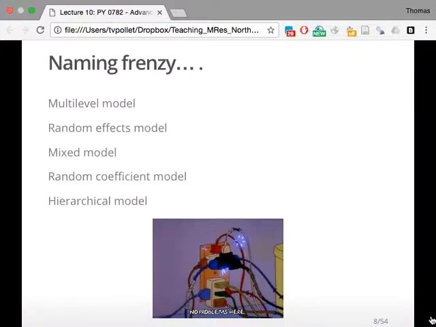So I'll also use some of these terms interchangeably, but when you come across a paper and it says a mixed effect model, you need to think of it as a multi-level model. And similarly, when you come across something which says random coefficients, it's a multi-level model to some degree. Yeah, that will help your understanding.